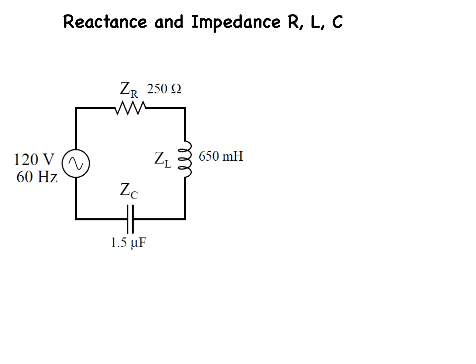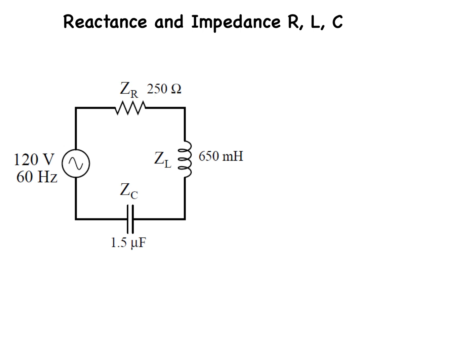Let's work out another more complex example. It's still a series circuit, but this time we have a 120 volt, 60 hertz AC supply feeding a resistor, inductor, and a capacitor. The impedance of the resistor is given as 250 ohms. The inductance is given as 650 millihenries, and the capacitance is given as 1.5 microfarads.